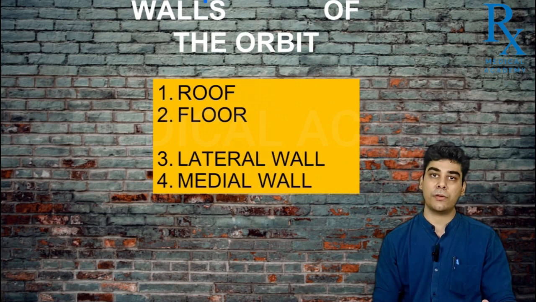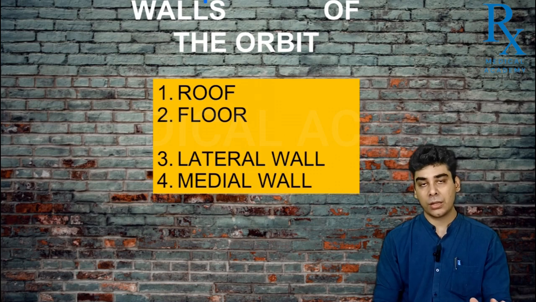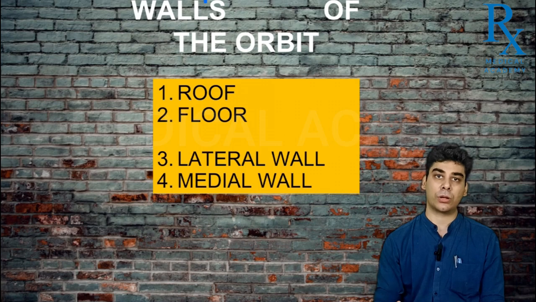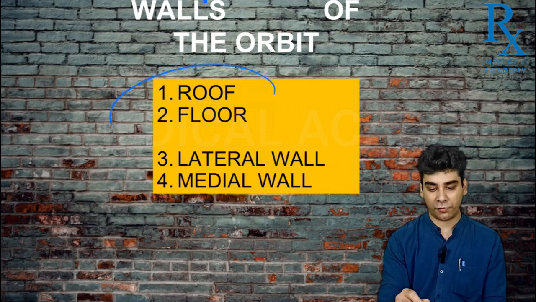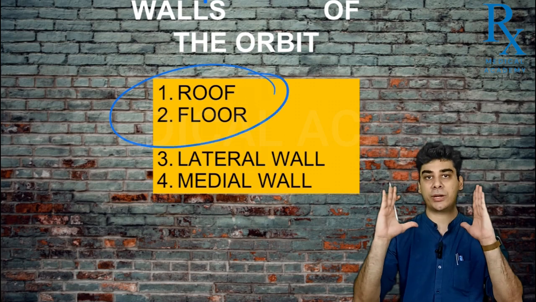Now once we know the margins of the orbit, let's go on to understand the walls of the orbit. So orbit is like a pyramid, or more so you can call it like a box. So a box has a roof, a floor and two lateral walls. So orbit में भी हमारे पास एक roof और floor है और साथ में medial और lateral दो walls हैं.